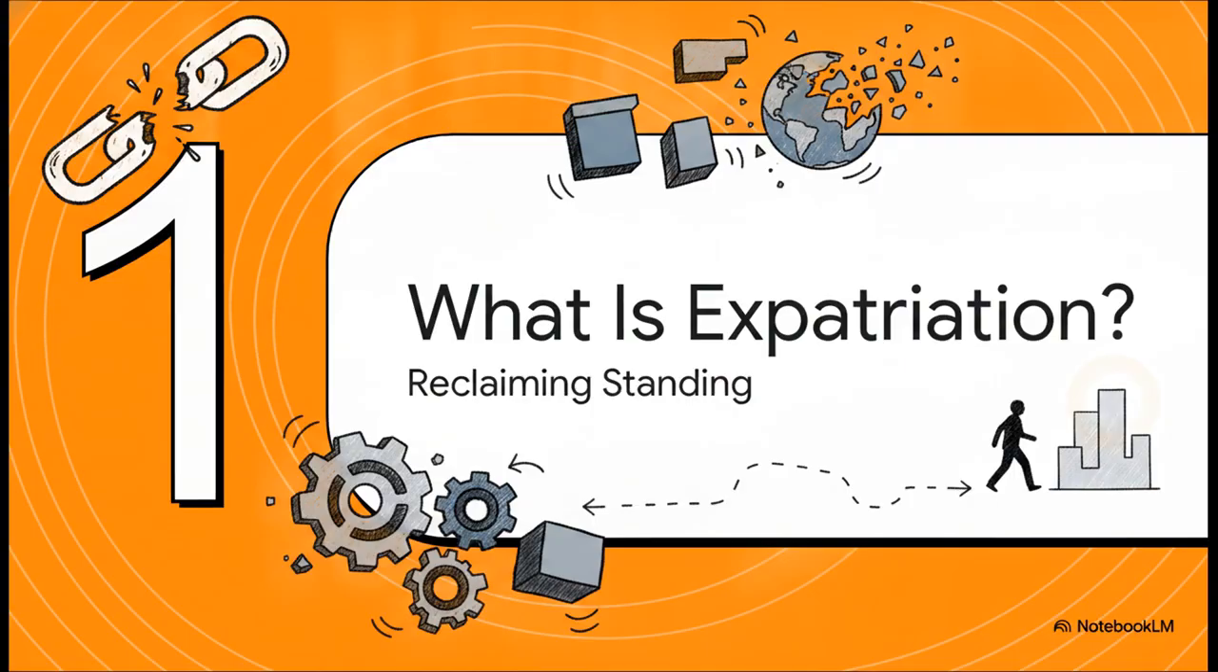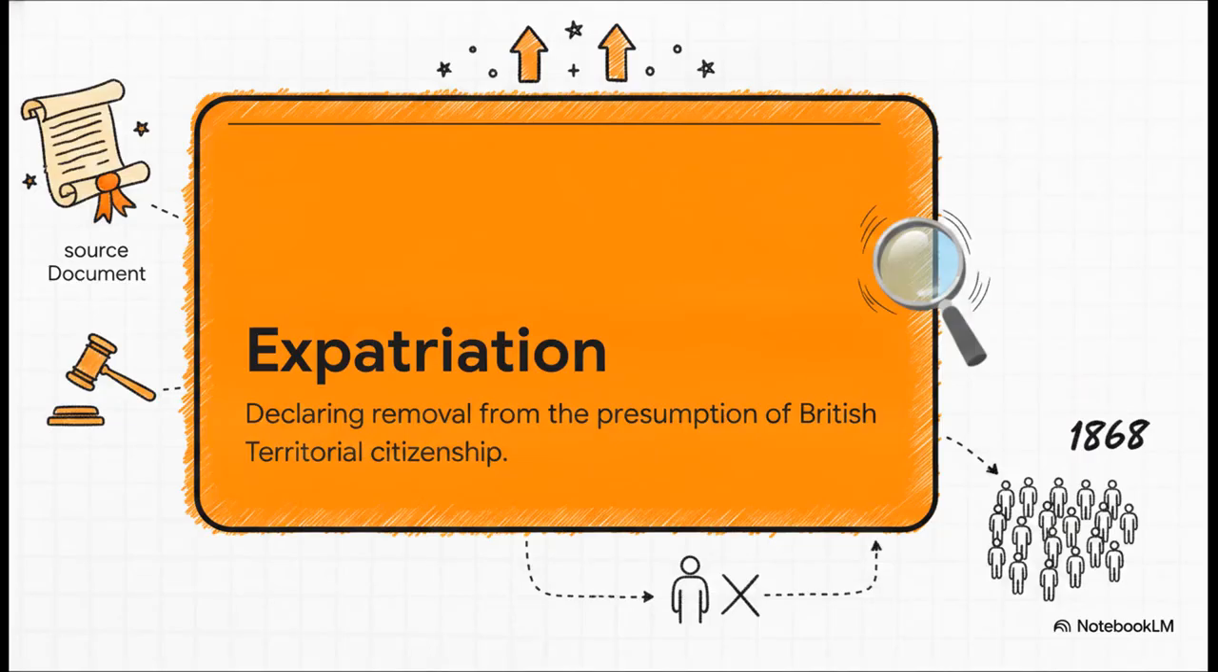Reclaiming standing. So, the entire framework we're exploring today is really built on this one core idea, that Americans must consciously expatriate from what the documents describe as a presumed corporate system. But what does that actually mean? Well, according to our source text, expatriation is defined specifically as the act of declaring your removal from the presumption of British territorial citizenship. The authors assert that over 35,000 Americans have supposedly used the Expatriation Act of 1868 to correct their public record status.